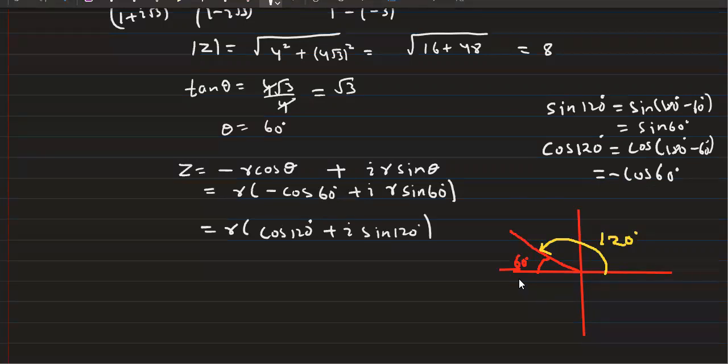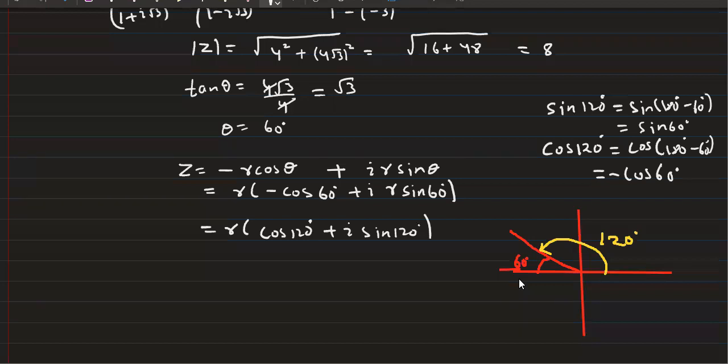Okay, got it everyone? Now it is written in R cos theta plus I sine theta form. You understood why I converted this into 120 degree? Because the angle that we have to take should be from 0. Okay, should always be from 0.